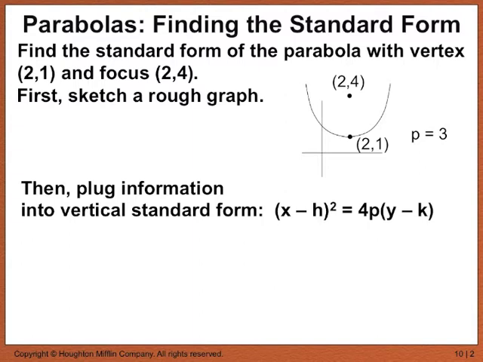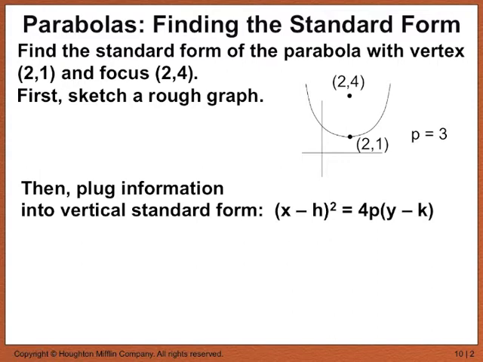So after we do our rough sketch, plug in the information into the vertical standard form. And of course you should know why we use the vertical standard form rather than the horizontal standard form. That clue was given to us by doing the sketch, because we could see that it's an upward facing parabola, therefore vertical. And the vertical standard form is (x − h)² = 4p(y − k).